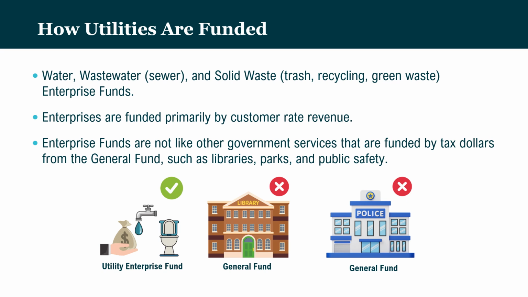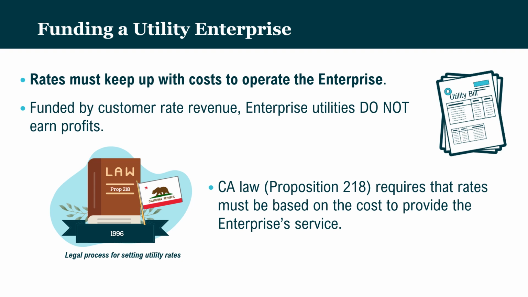by the rates customers pay. Revenues from rates are collected in an enterprise fund for that utility. Enterprise funds are separate from the general fund and can only be used for that utility. For example, monies collected through rates cannot be used for any other purpose, such as to fund libraries, parks, or public safety. Utilities must pay for themselves and meet minimum debt and cash reserves to maintain a financially healthy utility.